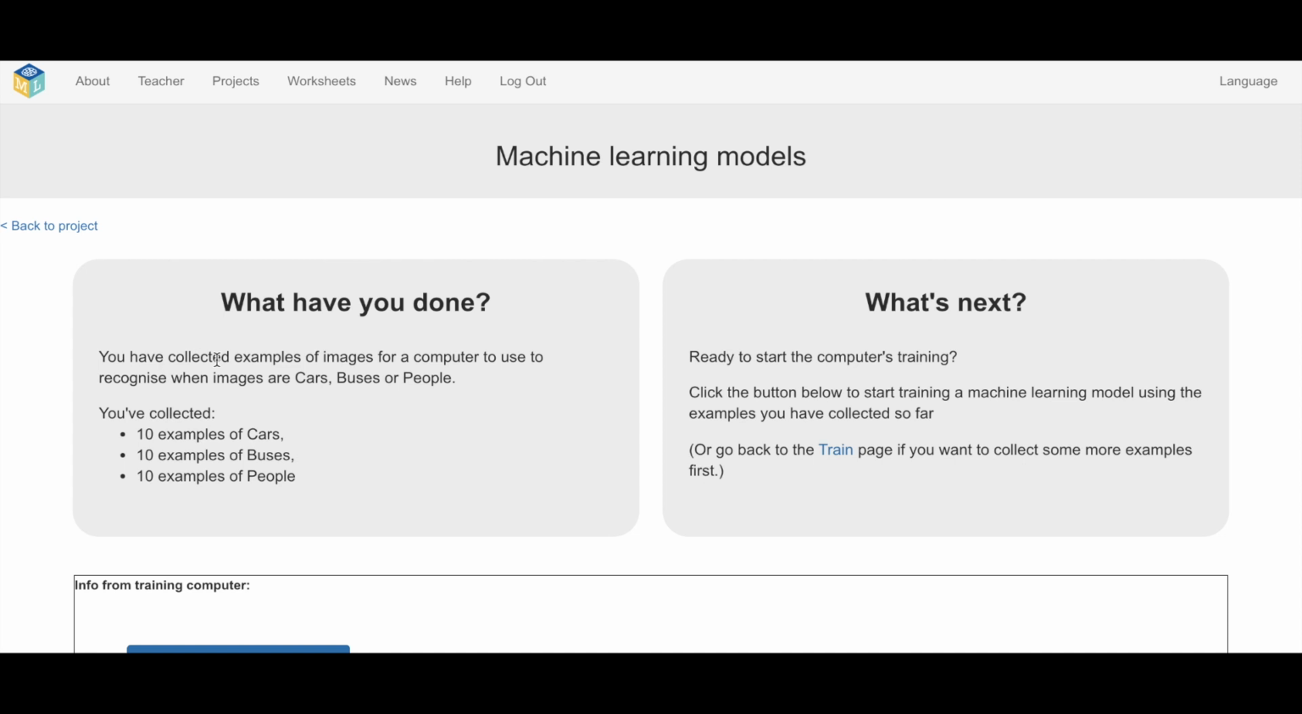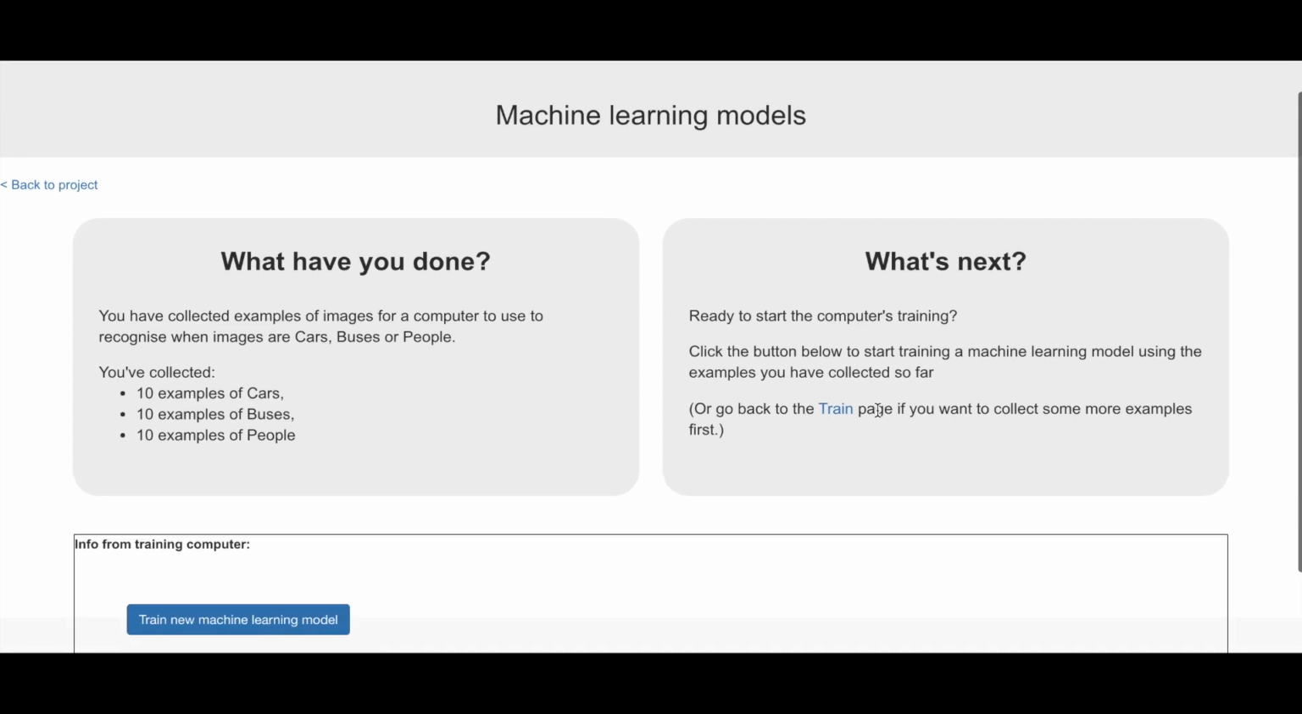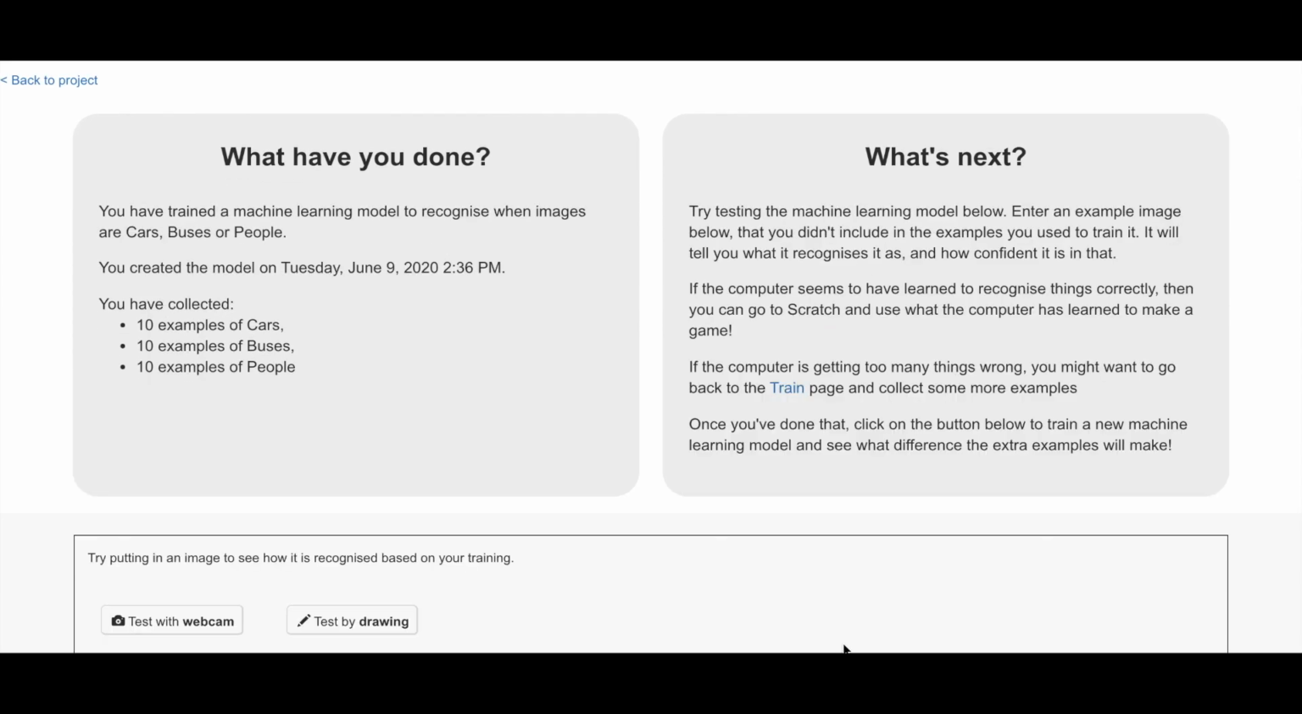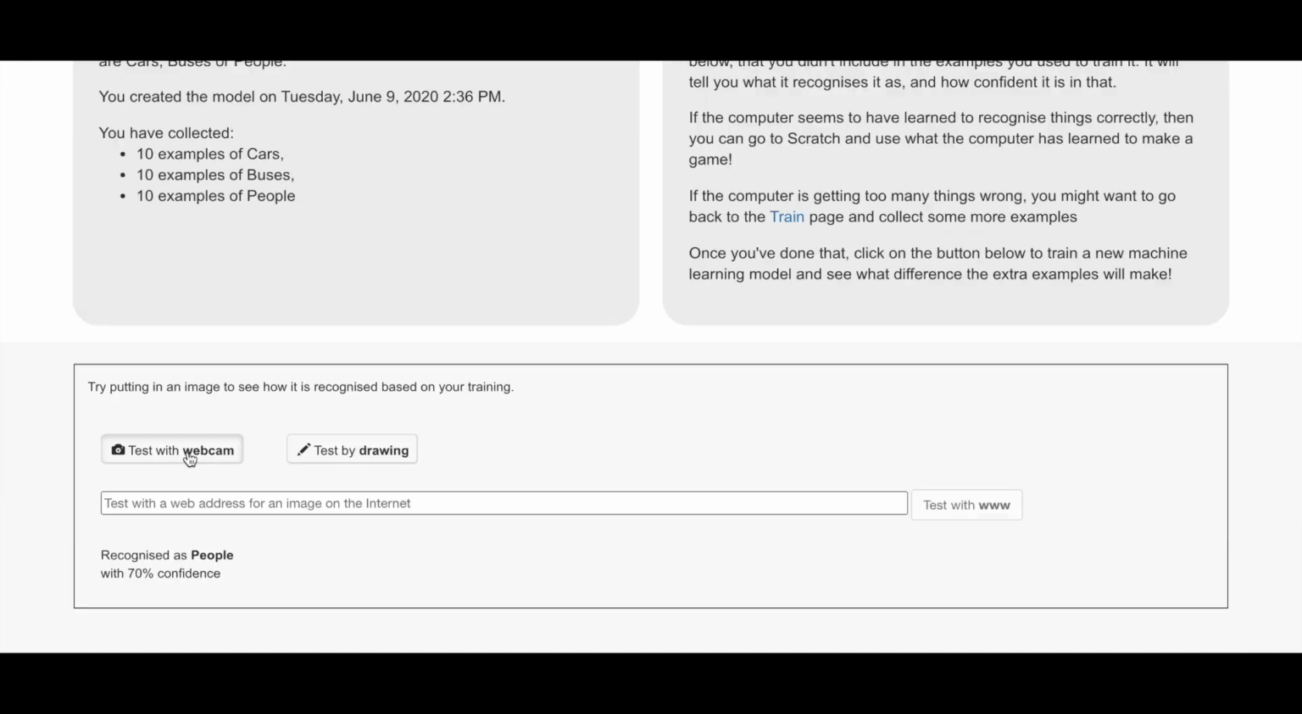What you have done, you've collected examples of images for a computer to use to recognise when images are cars, buses or people. You've collected 10 of each of them. What next? Ready to start the computer's training? Yeah. Click the button below to start training a machine learning model using the examples you have collected so far. So let's do it. All completed. So what it says here is try putting in an image to see how it is recognised based on your training.